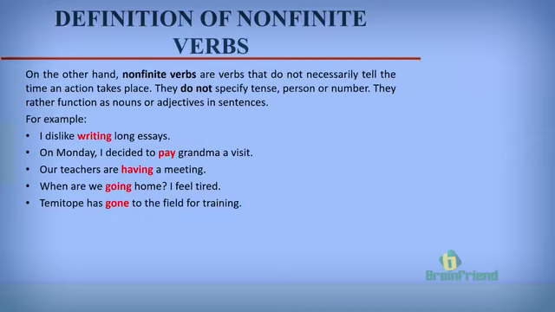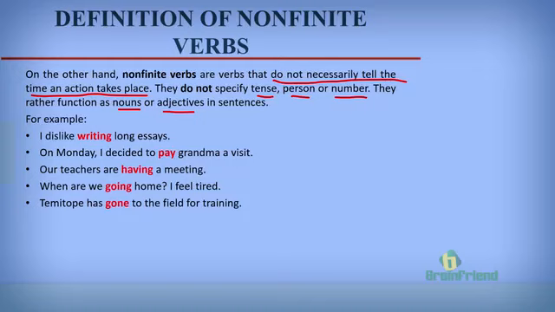Now, what are non-finite verbs? Simply the opposite of finite verbs. They are verbs that do not necessarily tell the time an action takes place. They do not specify tense, person, or number. They rather function as nouns or adjectives in sentences. While finite verbs express tense, number, that is, they can tell you how many people performed the action, or person, is it a man or a woman, non-finite verbs cannot express tense. They do not express tense or person or number.